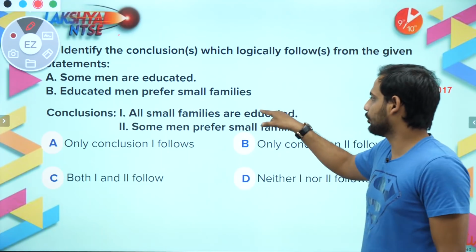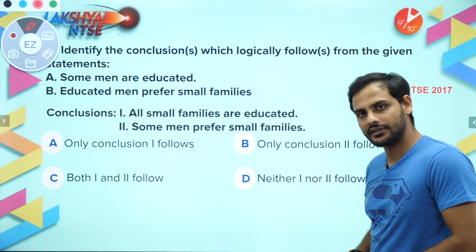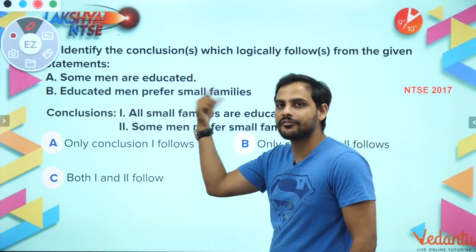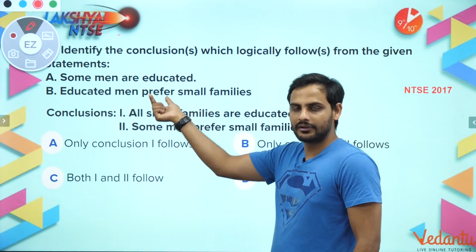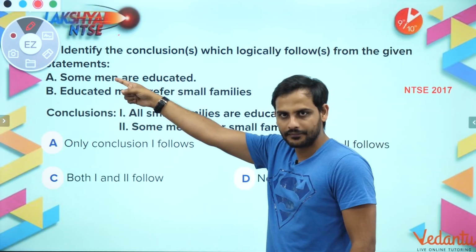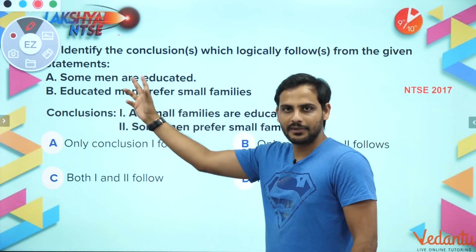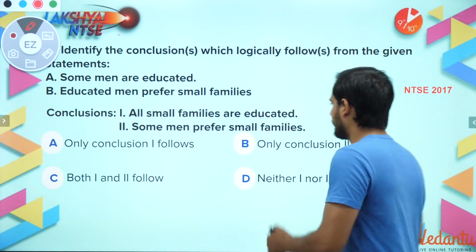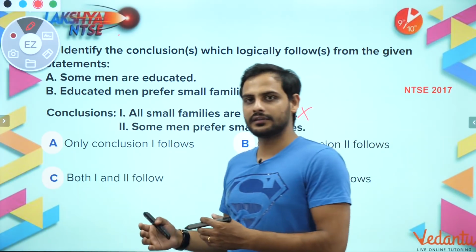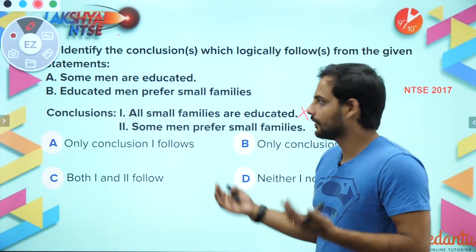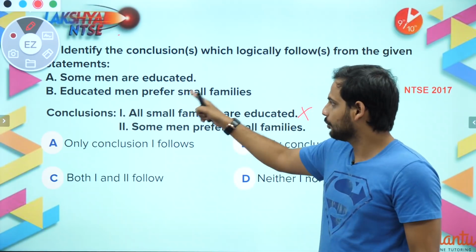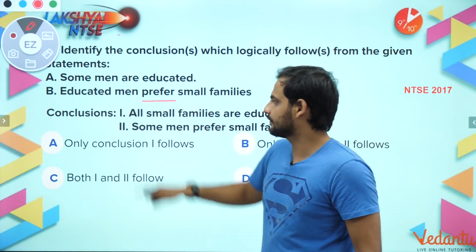Conclusion: all small families are educated. Can I say this? No. Because see, educated men prefer small families. It does not mean that all the small families will be educated. This is not a vice versa statement. So I can say no. It doesn't mean they only prefer small families. So it does not mean all small families will be educated. Look at these words. These words are very specific.